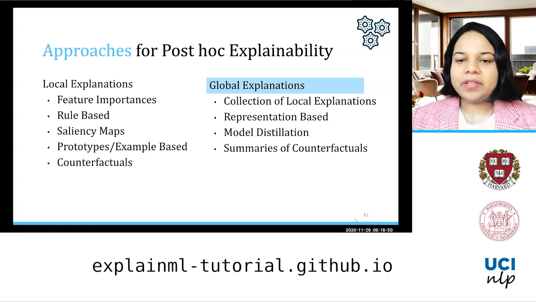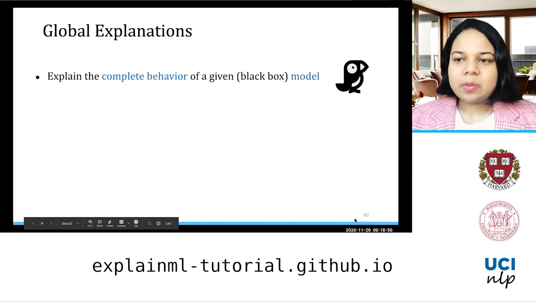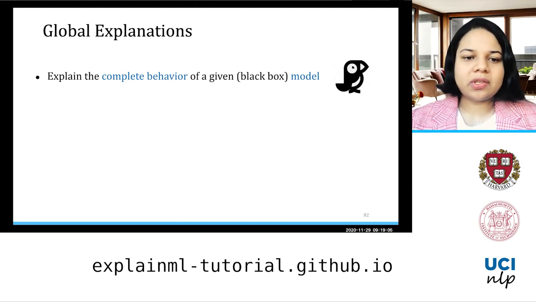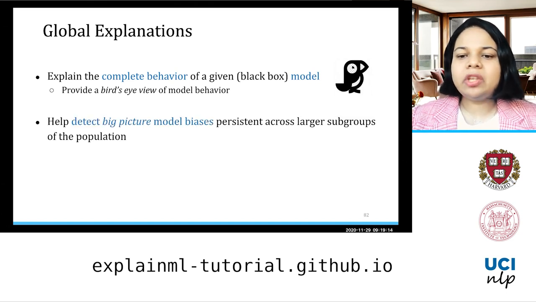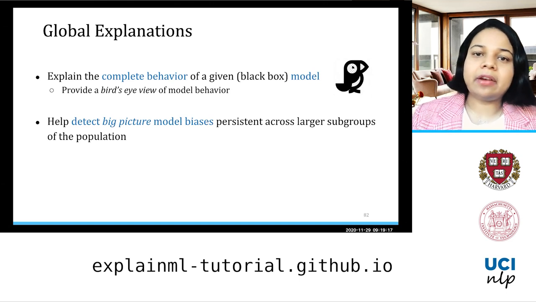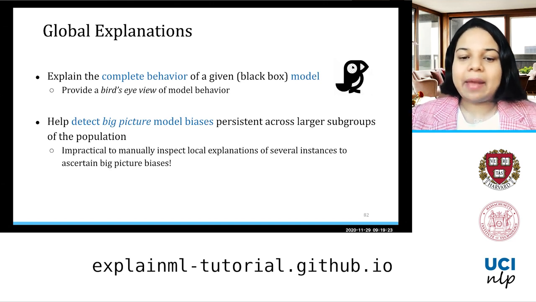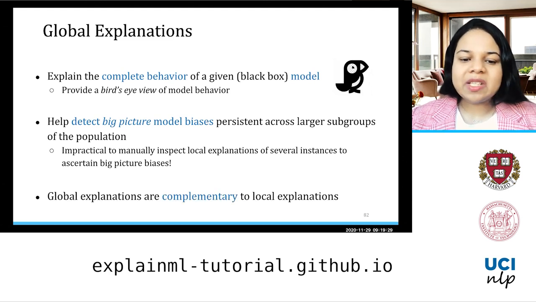All right. Now we are going to talk about the next type of explanations, that is global explanations. Global explanations are designed with the goal of explaining the complete behavior of a given model, which could potentially be a black box. So these kinds of explanations provide a bird's eye view of model behavior. And these explanations help detect big picture model biases, which are persistent across larger subgroups of population and which are often harder to detect by examining local explanations of several instances. In that sense, global explanations are actually complementary to local explanations.